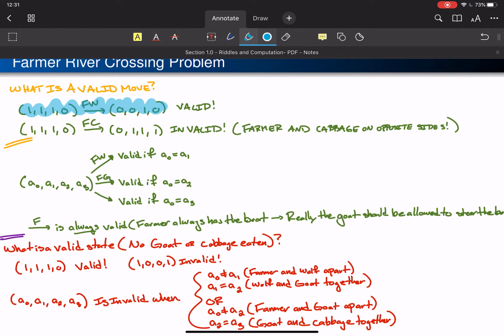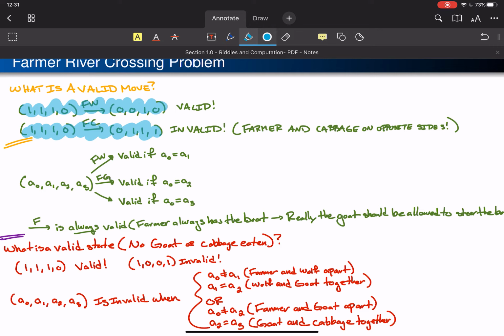Whereas if I had that same starting state and I wanted to move the farmer and the cabbage, they're on opposite sides of the river. That should kick out some type of error. So the only time that movement should actually make sense is if those two little cells are equal to each other. If they're both zeros, that means they're on side 0. If they're both 1, then they're on side 1. So we have this notion of valid moves once we have this notion of what the cells are all about.